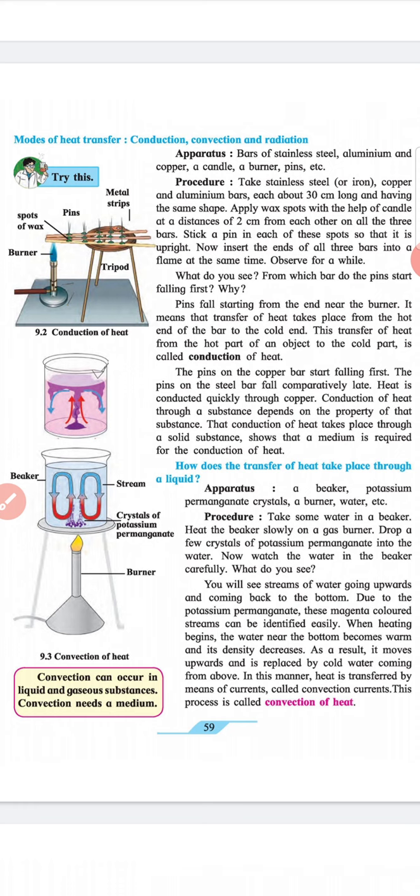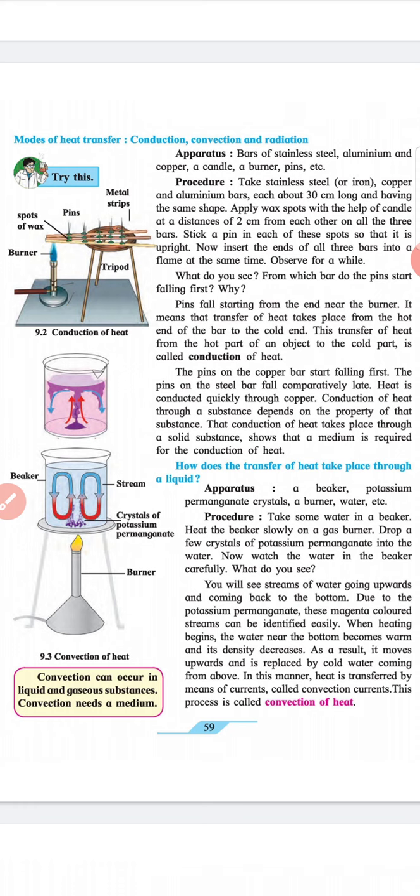Apply wax spots with the help of a candle at a distance of 2 cm from each other on all the 3 bars. Stick a pin in each of the spots so that it is upright. Now, insert the ends of all 3 bars into a flame at the same time. Observe for a while. What do you see? From which bar do the pins start falling first? Why? Pins start falling from the end near the burner.